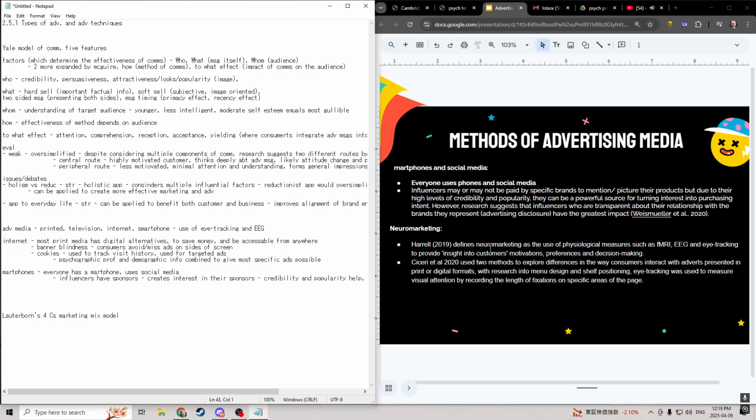Neuromarketing has the use of physiological measures such as fMRI, EEG, and eye tracking to provide insight into customers' motivations, preferences, and decision making. Sari et al. used two methods to exploit differences in the way consumers interact with adverts presented in print or digital formats, with research into menu design and shelf positioning. Eye tracking was used to measure visual attention by recording the length of fixation on specific areas of the page.